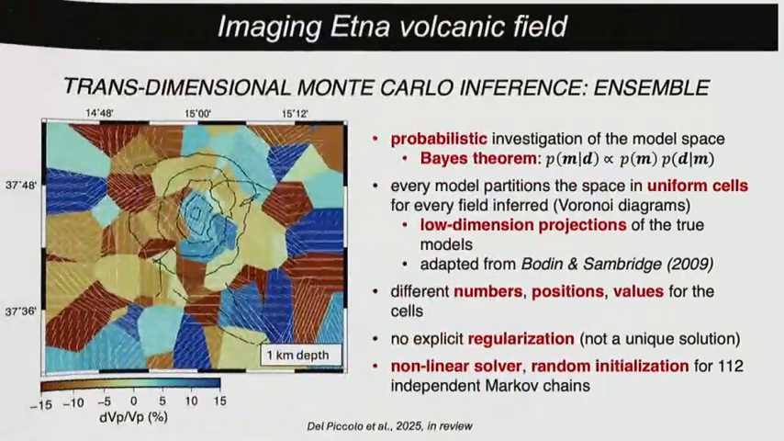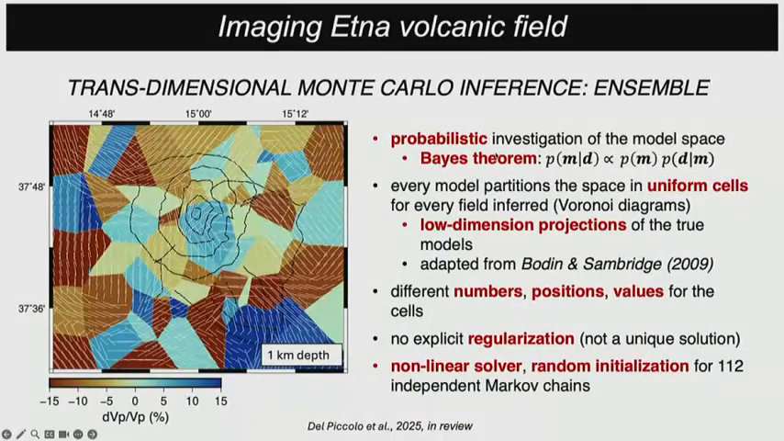The model space is investigated in a probabilistic way, okay? And so what we need to do here is define the priors, so the range of parameter variation, for example, P-wave anomaly or amount of P-wave anisotropy, okay? And then we can run tens or up to 112 independent Markov chains, which sample in a probabilistic way the parameter space. Each chain sampled millions of models, okay?